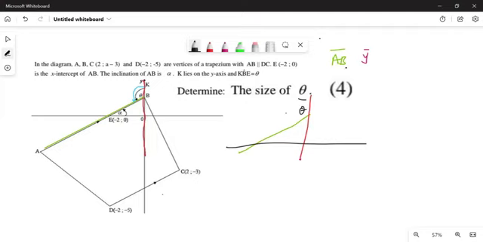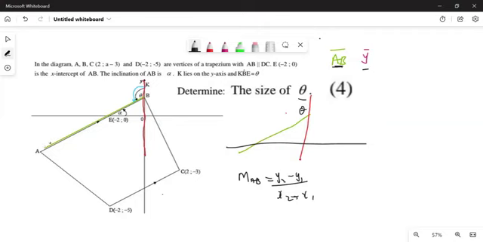Now, what is the next thing that we're going to do? We're going to calculate the gradient of these two lines. The gradient of the y-axis is undefined. We don't have a gradient for this, because remember, a gradient is a slope, and the y-axis doesn't have one. But AB does have a gradient. So I'm going to calculate the gradient of line AB. The m of AB is going to be given by y2 minus y1 all over x2 minus x1.